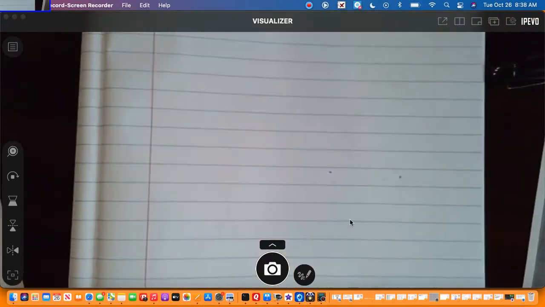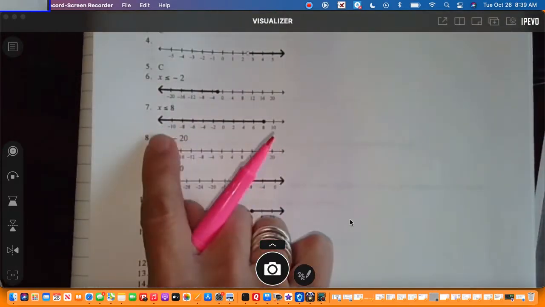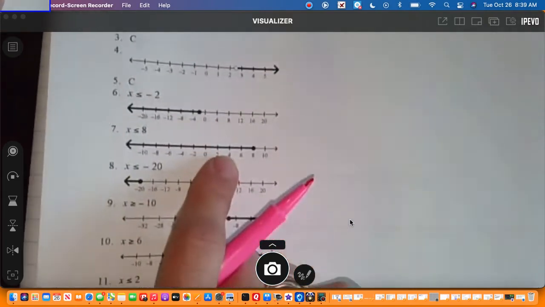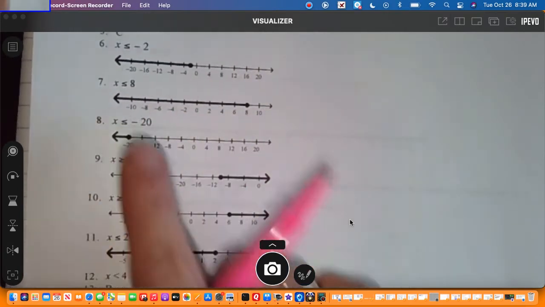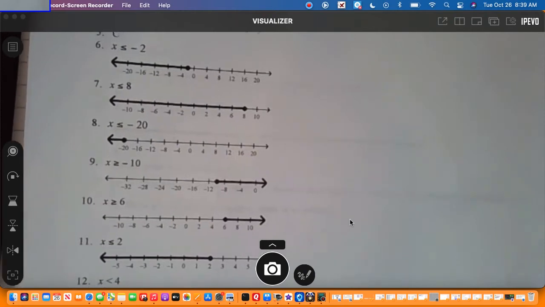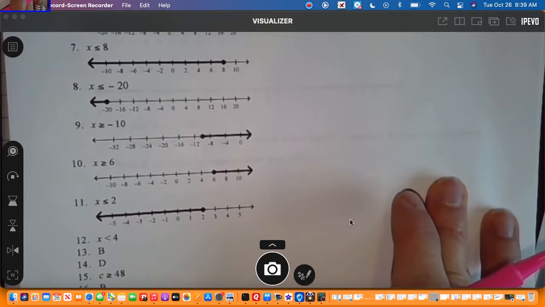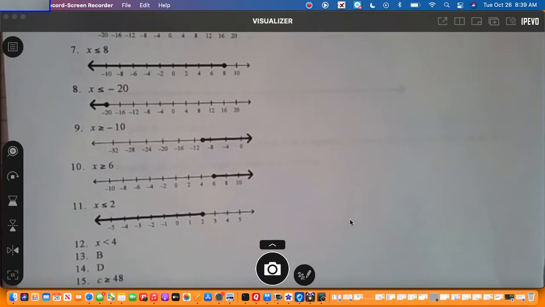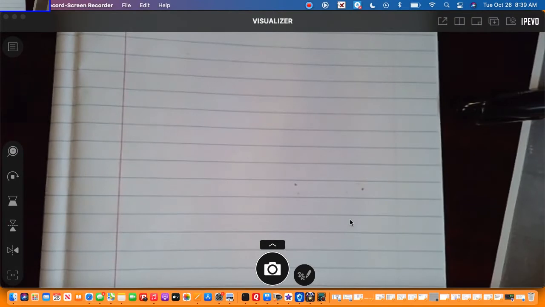Number 8. Here, I will show you though, if you wanted the answer to number 7. There's your answer to number 7. It was a closed circle going that way. Y'all can't see it. It'll be on the video too though, so you can check it and make sure: closed circle on the 8 going to the left. Still can't see it? x less than or equal to 8. You'll be able to see it on the video.